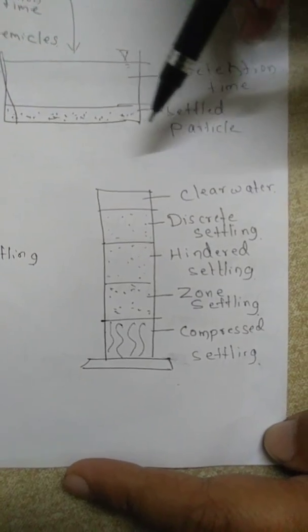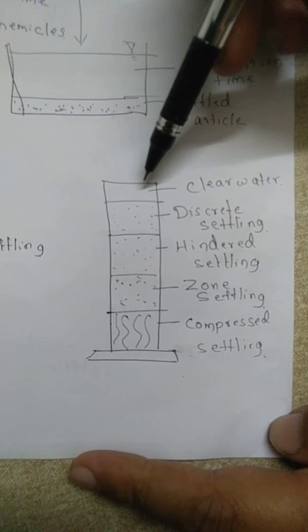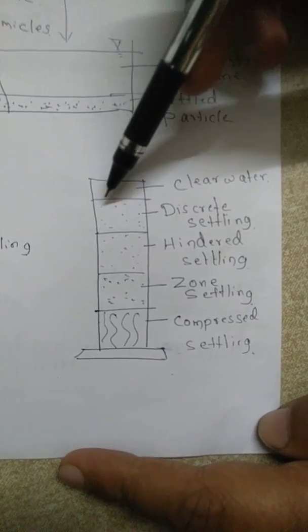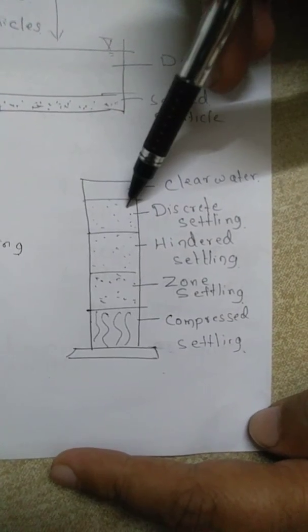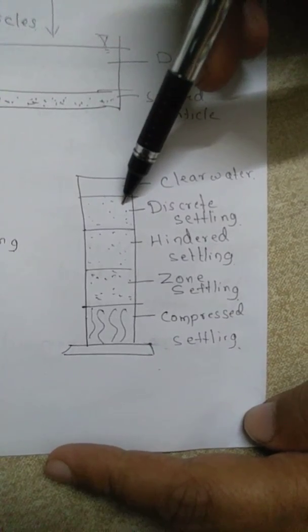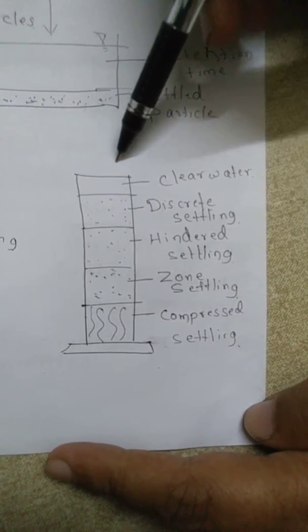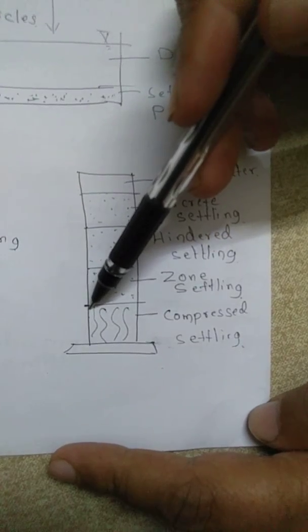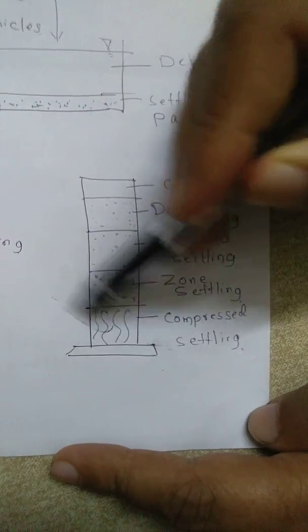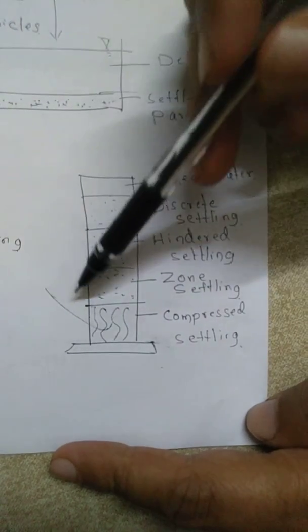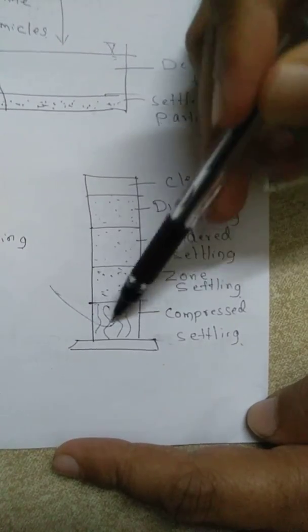In order to explain the different types of settling, we need to take a particular cylinder. In that cylinder we need to add some quantity of water and some quantity of soil. After adding a certain quantity of soil, the particles which settle down by their own weight are going to immediately settle down, and it will become the compressed settling. Here we are going to get more turbid water. These have the settleable particles with them. Here the concentration of particles will be more, and this will be turbid water.